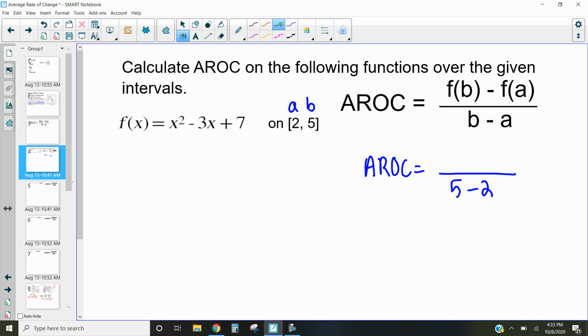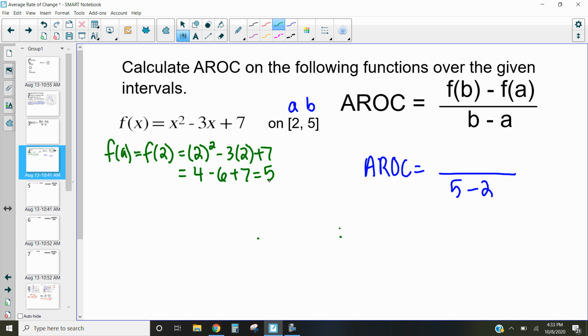The way we can do that is, f of a is everywhere that our a, which is 2, goes in for x. So this is going to be 2 squared minus 3 times 2 plus 7. That will simplify to 4 minus 6 plus 7, which ends up giving us a 5. So this 5 is our f of a, and I'm going to put in the number 5 here.